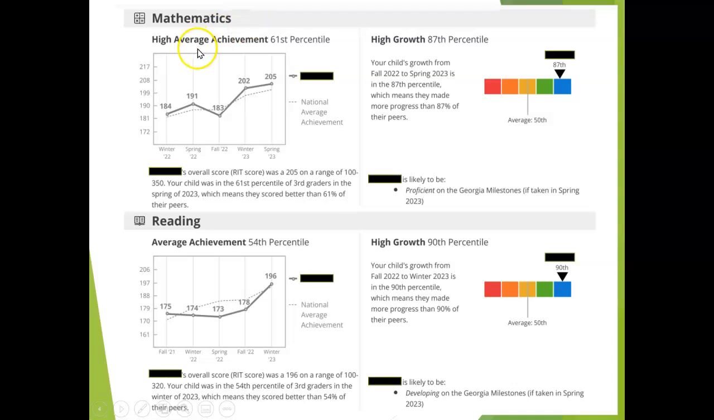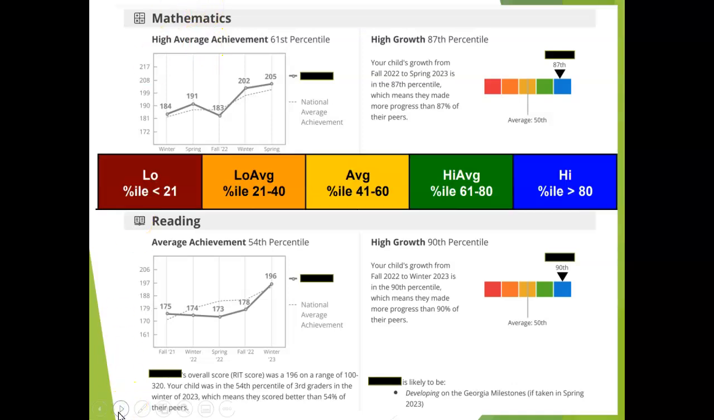You will also notice that next to the percentiles, it will tell you where your child falls on the scale that I showed you before. So if we take a look at that, for achievement, you can see that this student scored in the high average range for math, while for growth, he was in the high range.